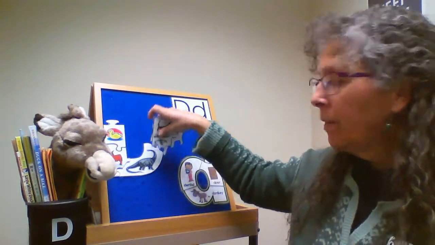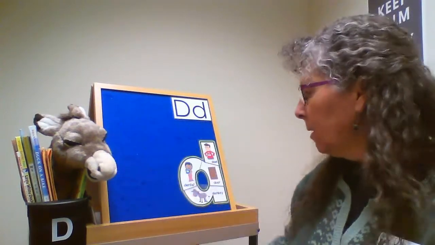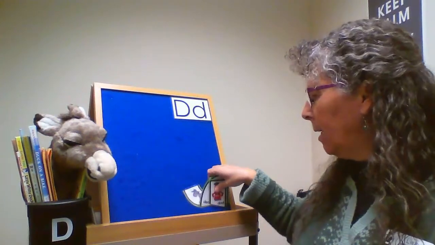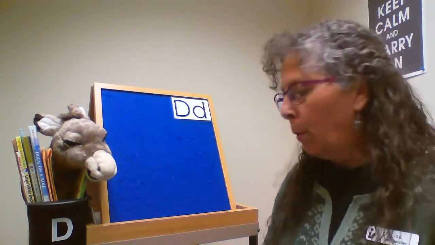After we've done the puzzles, we usually read a book that has a letter D in the title that the children can point to and recognize, and then we go on to an extension activity that also has the letter D as a focal point.